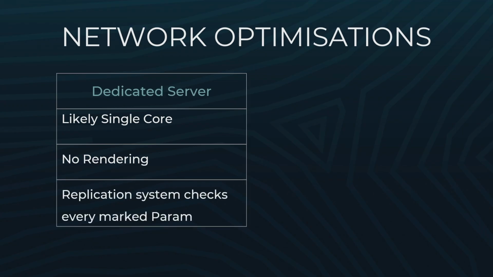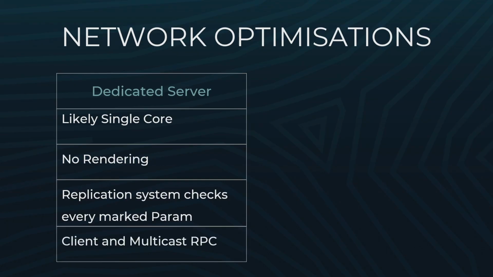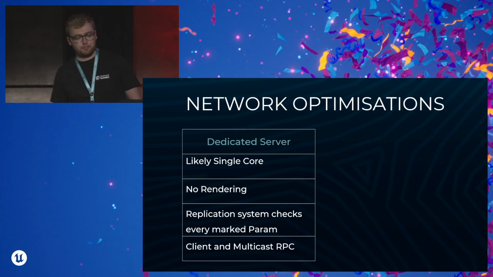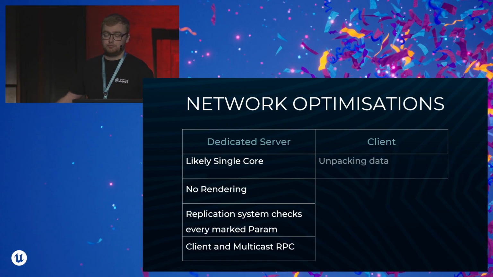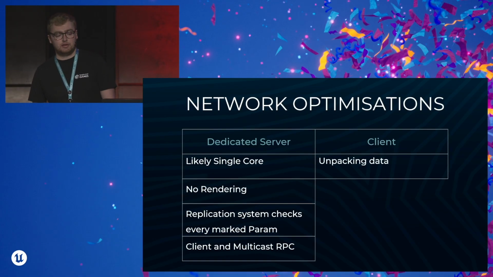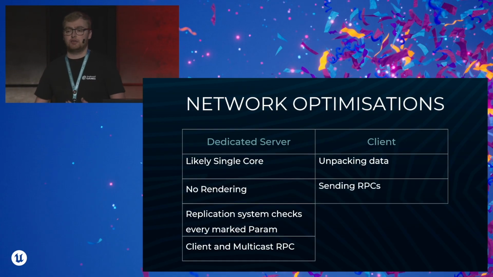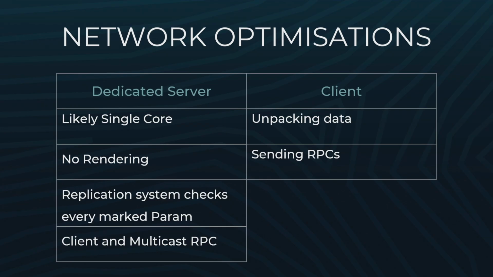So what happens on the CPU with networking? Well, it needs to check every single marked parameter to see if it needs replicating down to the client. It also needs to pack any data it's sending via client and multicast RPCs, and unpack any data it's received via server RPCs. If we move on to the client, again, that has to unpack that data that's been sent down from the server, and it needs to pack any data it's sending up to the server. So there's little bits of things that happen here, but that can quickly add up.